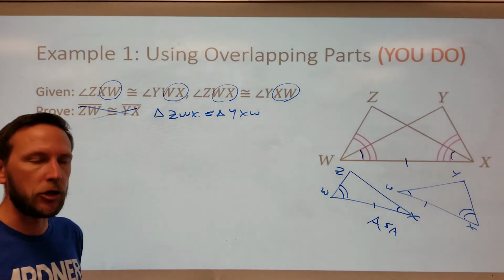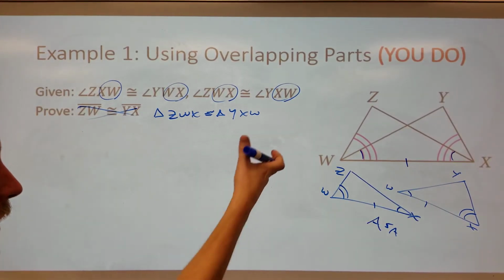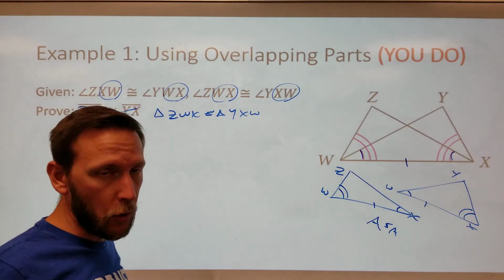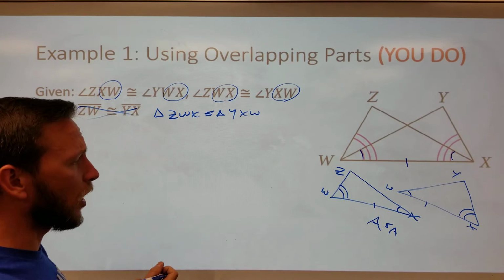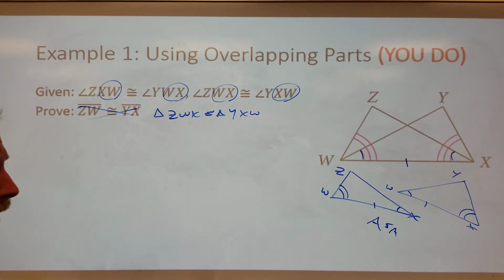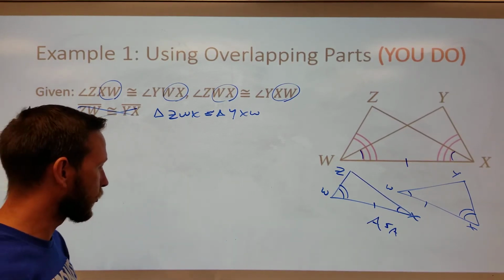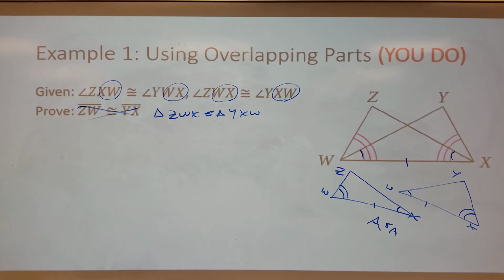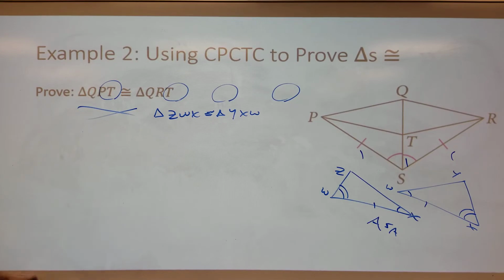I want for you to do this proof. Take that information, draw those separate pictures, mark your pictures appropriately, label them as well, and then do your proof that those triangles are congruent using angle-side angle. We'll talk about this last piece in a minute. All right.